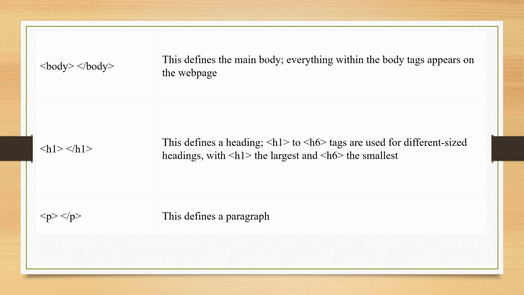After the body part comes the heading, the H1 to H6 tags. These headings are used for different sized headings, where H1 is the largest and H6 is the smallest. These heading parts are used after the body part to describe different contents in different sizes. Next, the paragraph. The paragraph defines the paragraph of the body, which comes in the body part with the closing and opening tags.